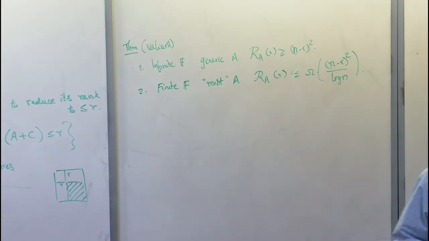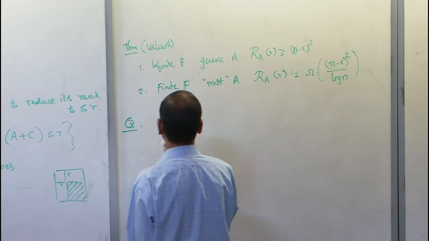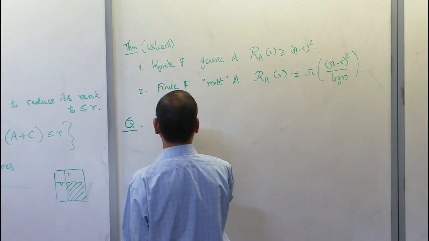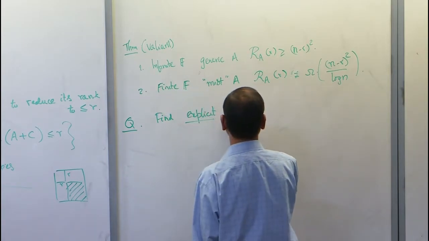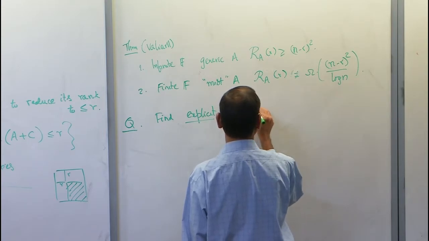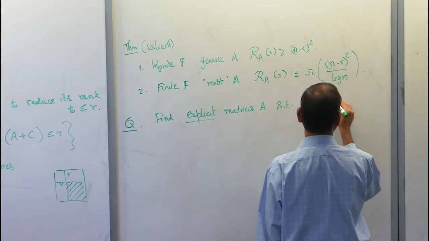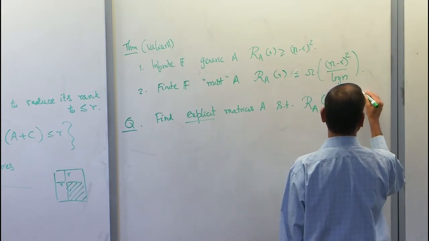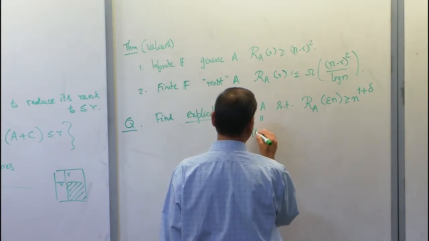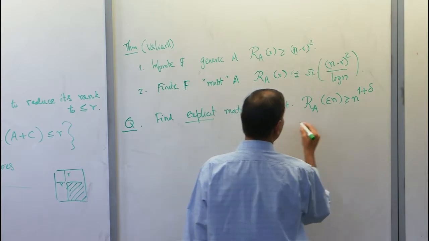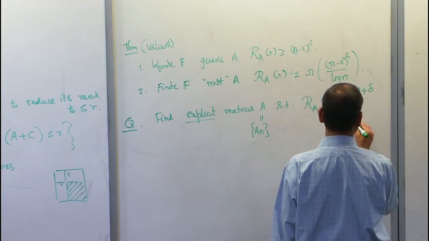So what's the challenge here? What's the main question about matrix rigidity? So the main question is to find explicit matrices A. When I say explicit matrix, I really mean here an infinite family of matrices, A sub n, and epsilon and delta are some constants.